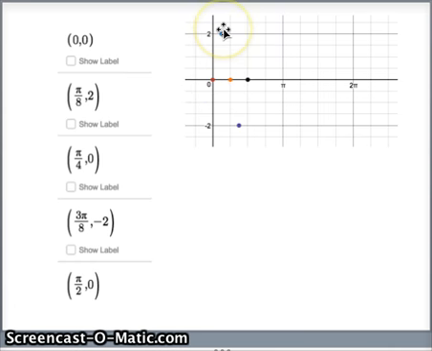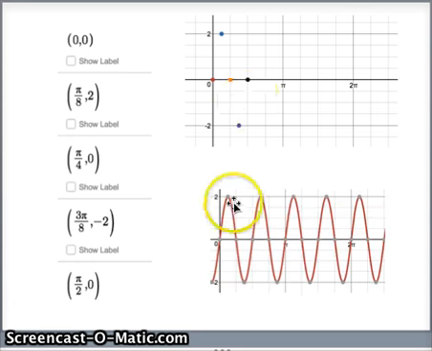Starting point, quarter point up to 2, amplitude is 2. Midpoint at 0. Quarter point down to -2. And point back to 0. So how many of these cycles will I get between 0 and 2 pi?